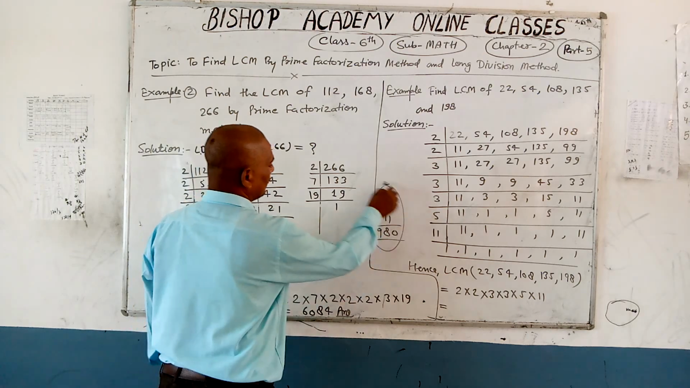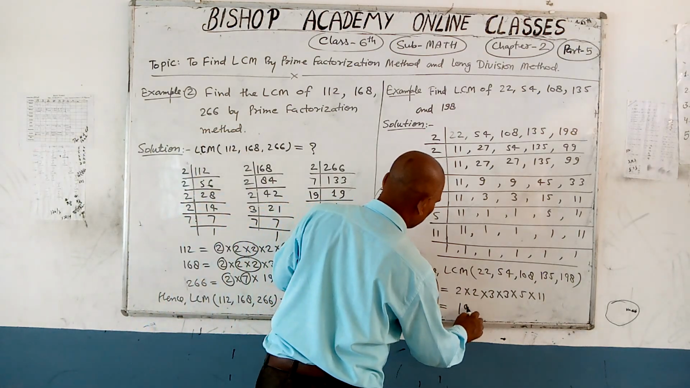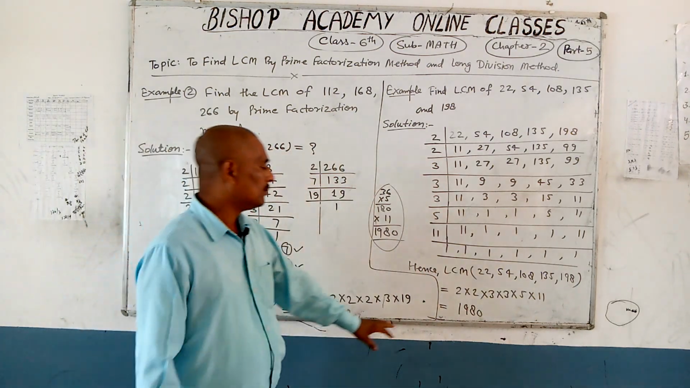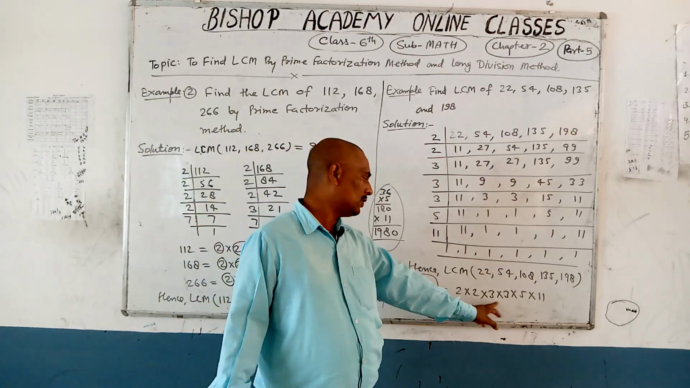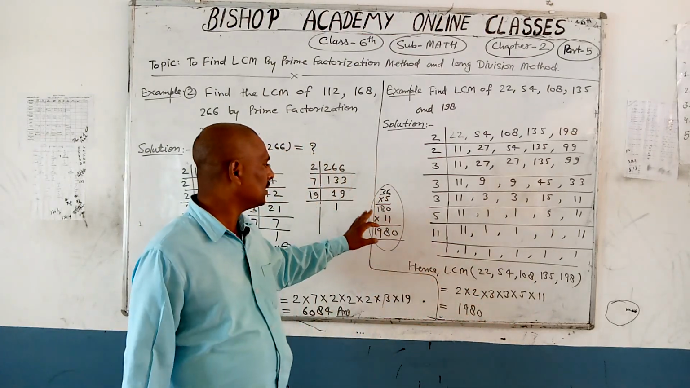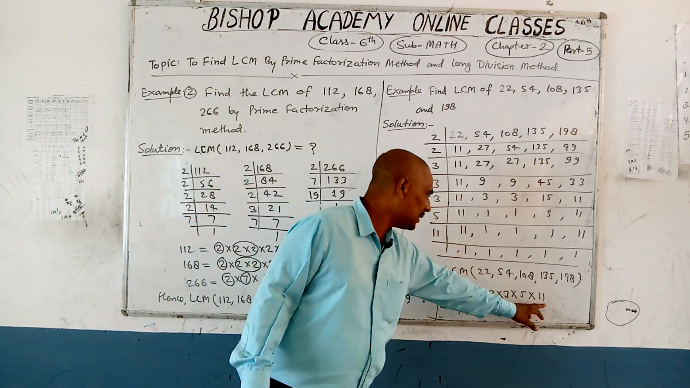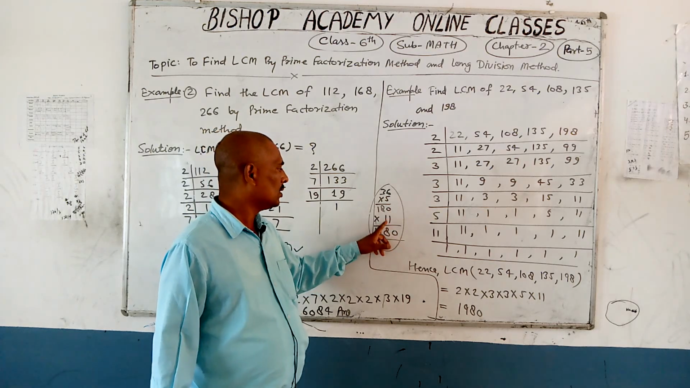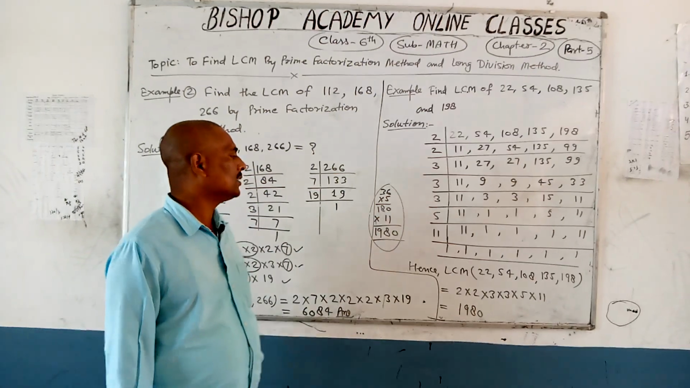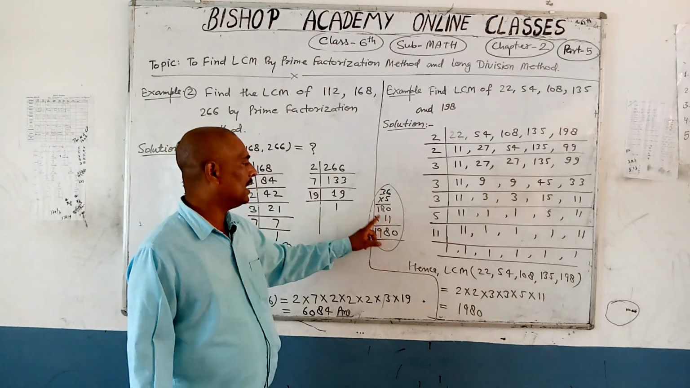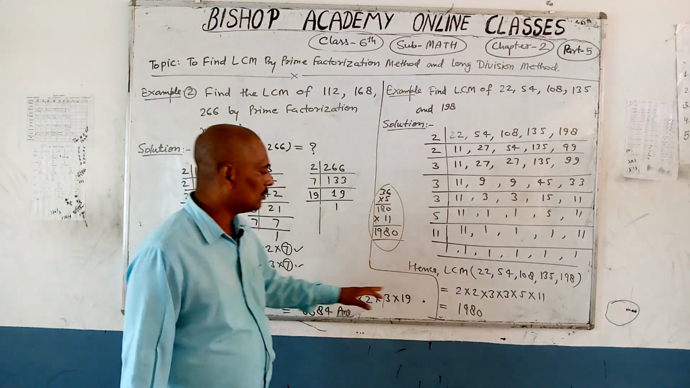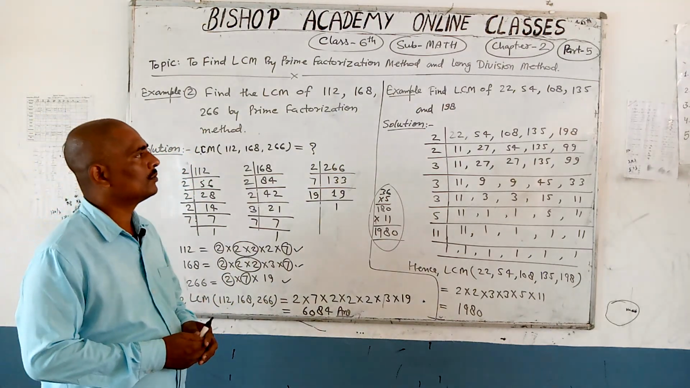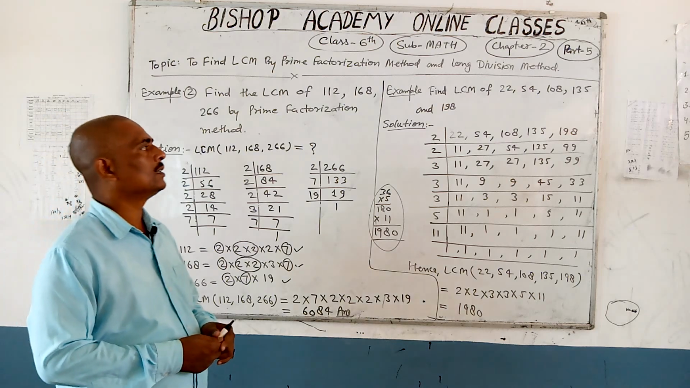So 1980 is the required LCM. Multiply again here, 2 4 is 4, 4 3 is 12, 3 is 36, 5 is 180, and 180 multiplied by 11, the result is 1980. 11 1 is 0, 11 0 is 0, 11 8 is 88, 8 carry, 11 1 is 11 and 8 is 19, so 1980 is the required LCM of 22, 54, 108, 135.